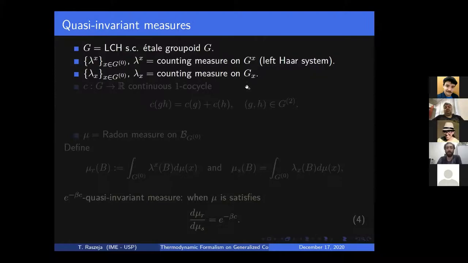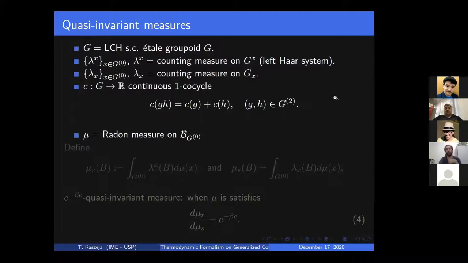And for the source map, we also have counting measures indexed by the set of units of the groupoid. And you have a continuous cocycle, which is a continuous function from the groupoid to the real numbers, which satisfies this equation for every composable pair.